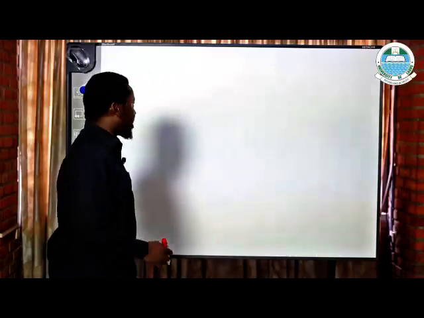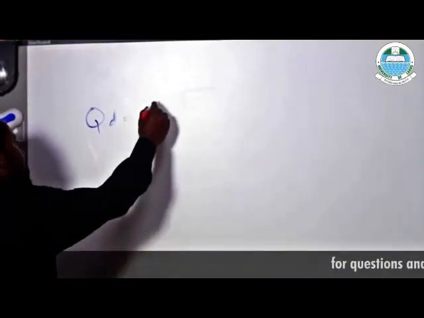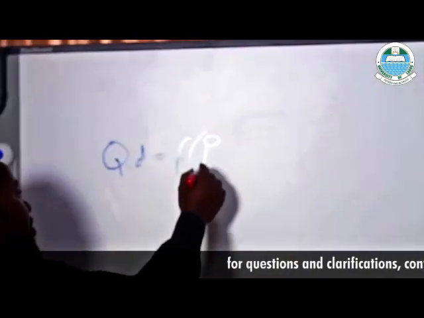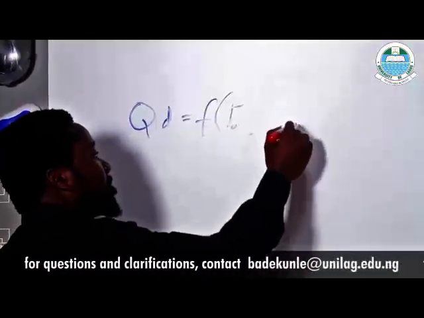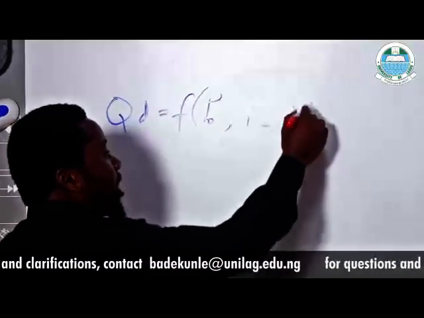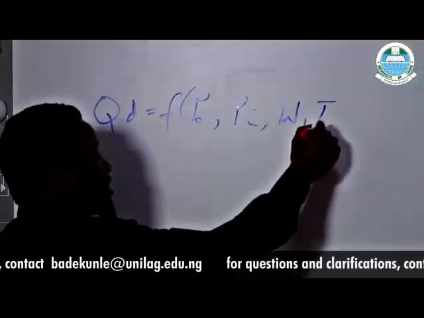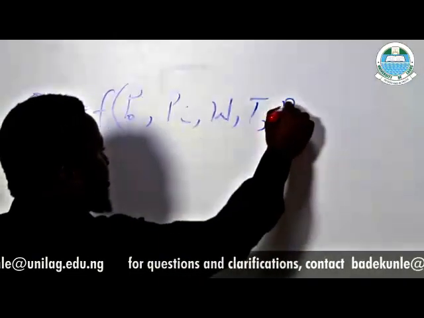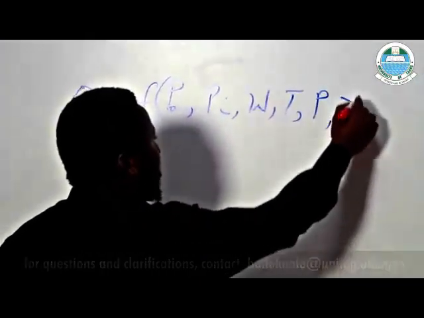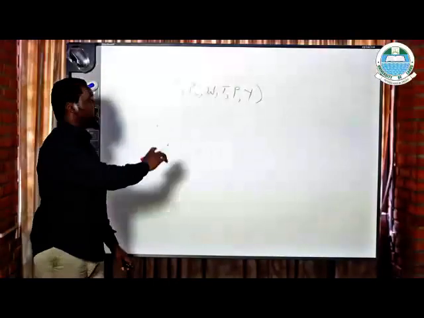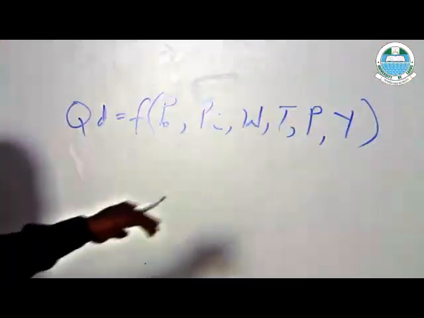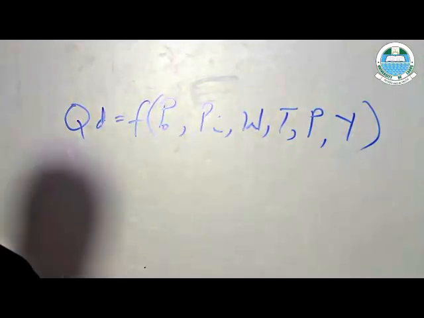We can represent these factors in algebraic form. Quantity demanded is a function of the price of the particular good, the price of related goods, weather, taste, consumer preference, income or wealth. This is one of the basic functions of factors of demand.